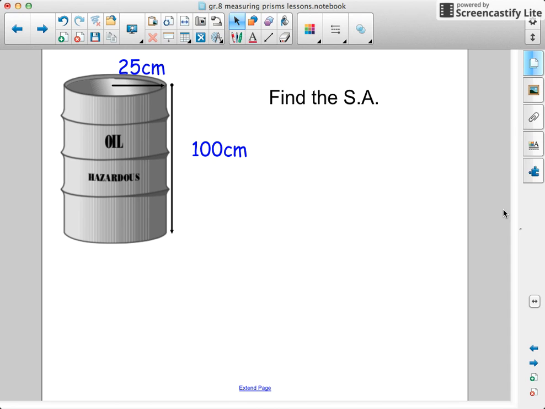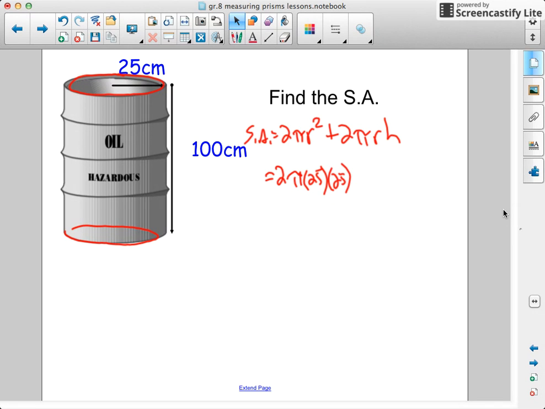Okay, I want you to pause the video and try this one and show your work. And I'll show the solution in a second. So here's the solution. Surface area equals 2 pi r squared plus 2 pi r h. 2 times pi, remember, are the circles at the top and bottom, assuming this barrel has a top on it. Otherwise, we wouldn't times it by 2. Radius is 25, so I'm going to square that, or times it by itself, plus 2 times pi times 25 times 100.